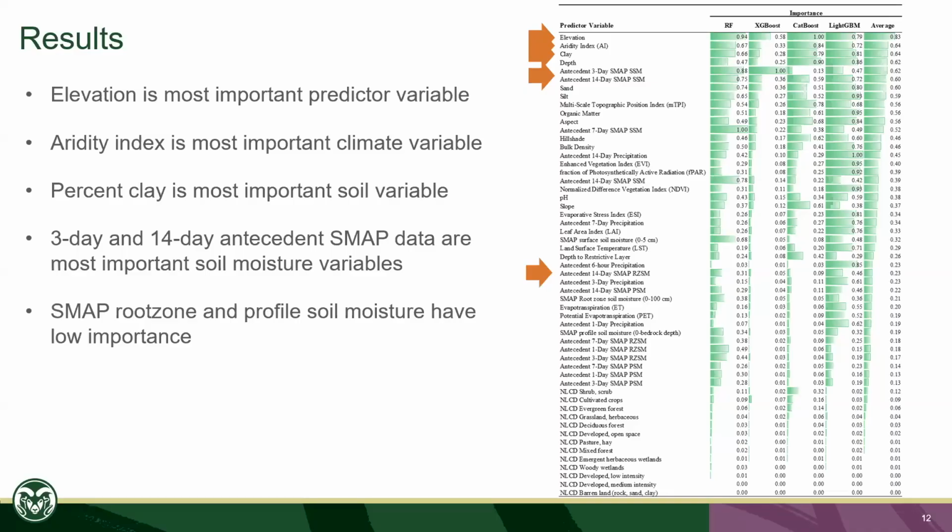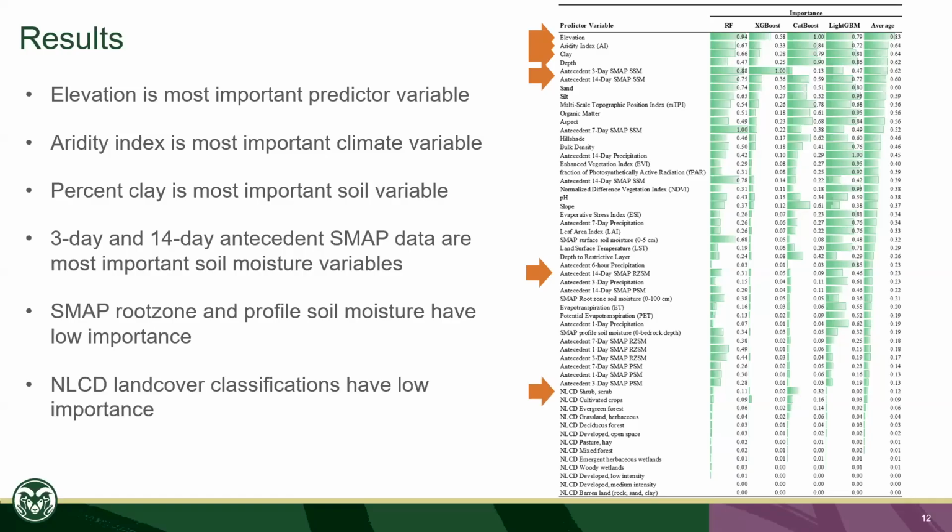It's also interesting that the SMAP Rootzone and profile soil moisture products are not heavily used. And this is interesting to me because remember, we are predicting soil moisture at different depths, even down to 100 centimeters depth. So in making those predictions, even for deeper layers, the machine learning algorithms are still making those predictions primarily based on the surface soil moisture, which is interesting.